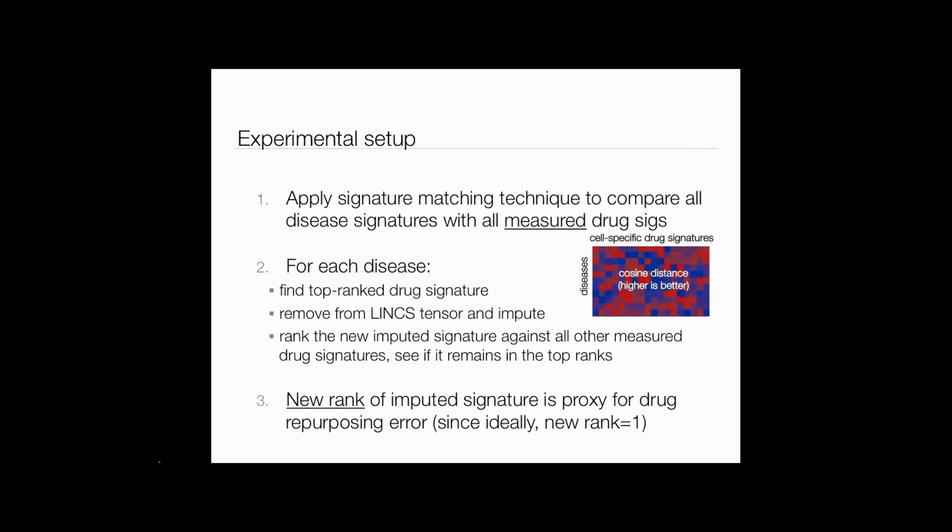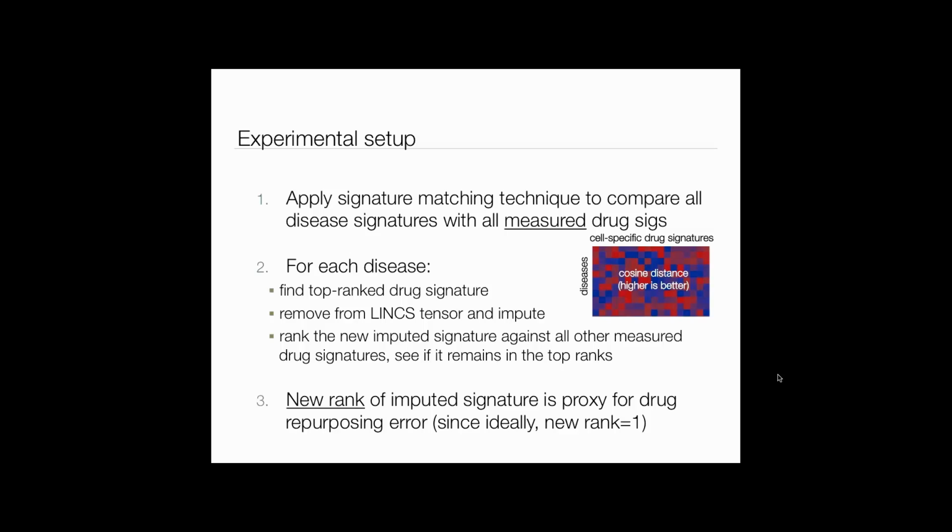And so I set up this experiment. This is what I did. I applied the signature matching technique to compare all of these disease signatures to all of the original measured drug signatures first. What I end up with is this matrix shown on the slide of diseases by drugs, and I'm just keeping things at a cell-specific level. I have a value that compares these two signatures. I'm using cosine distance, so what I'm looking for is opposing directions of signature, and higher cosine distance is better.